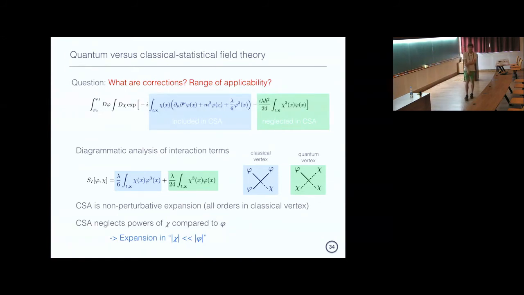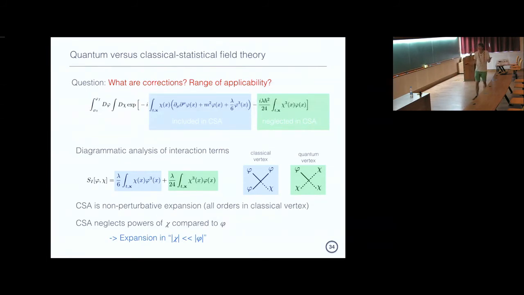And so there are two things that we learn from this. The one, which I think I've mentioned before, is that this classical statistical approximation is not a perturbative approach, really. It's non-perturbative in the sense that it takes into account all orders of this classical vertex. But it also neglects any order of this quantum vertex.